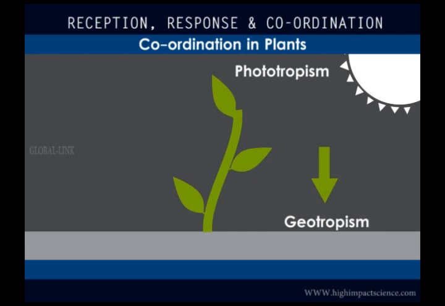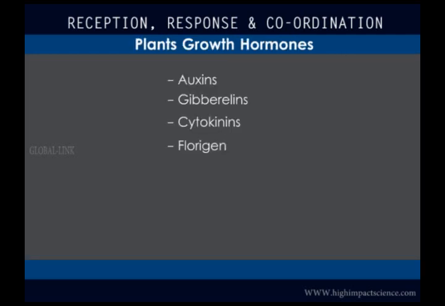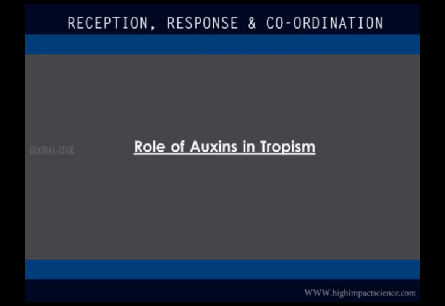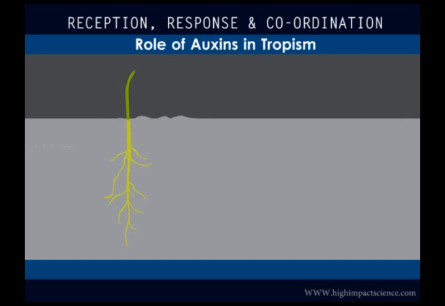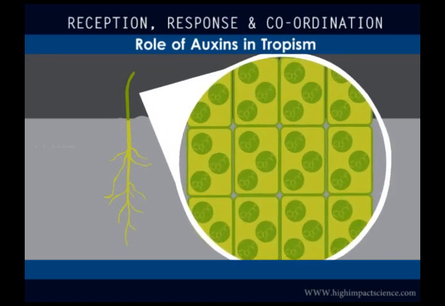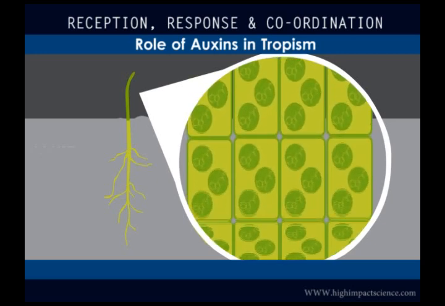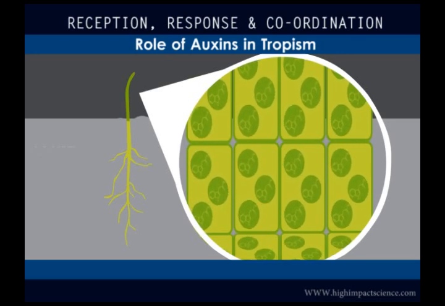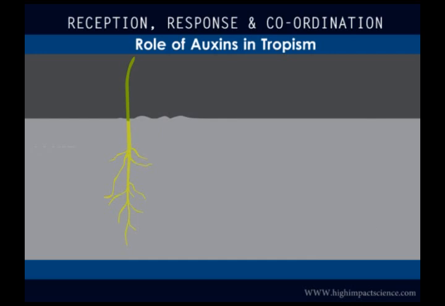Plants' growth is controlled by hormones, which include auxins, gibberellins, cytokinins, and florigen. The role of auxins in tropism. Having been made in the tips of the stems and roots, auxin is moved in solution by diffusion to all parts of the plant. In the stem, auxin causes the cells to elongate by absorbing more water due to increased elasticity. The effects are opposite in the roots, where cells grow less.